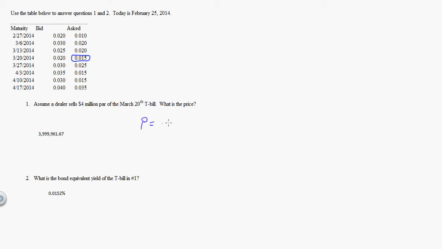The price is equal to the face value, the $4 million, times 1 minus the number of days to maturity, and I'll explain that in a second, 23, times the bank discount yield, which is 0.00015, divided by 360, and that's equal to this number here. Now note, these bank discount yields are quoted in percentage, so that's why I moved the decimal place over two.